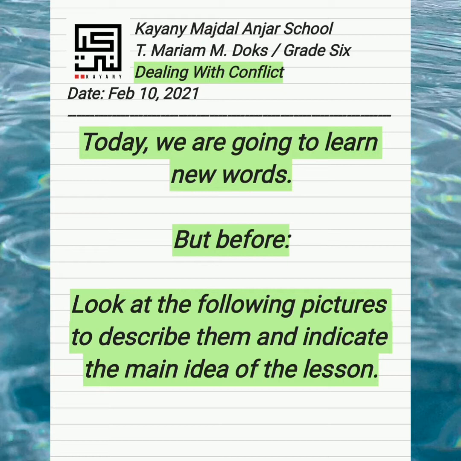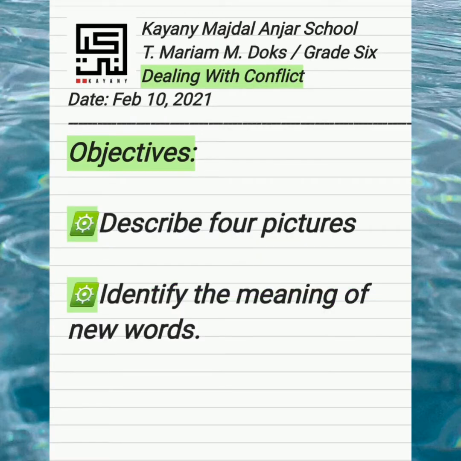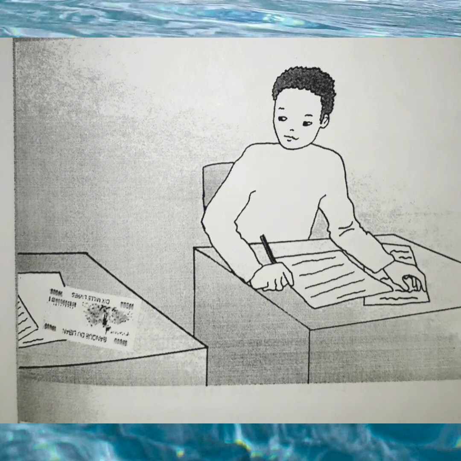But before, look at the following pictures to describe them and indicate the main idea of the lesson. Well, we have easy but important objectives for today, as we are going to describe 4 pictures and then identify the meaning of new words. Let's get started. Look at this picture.